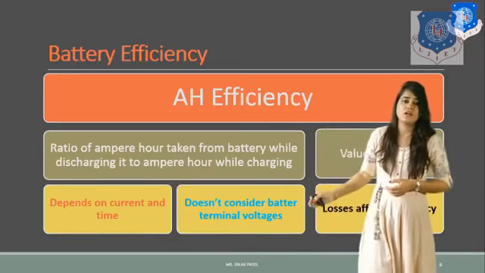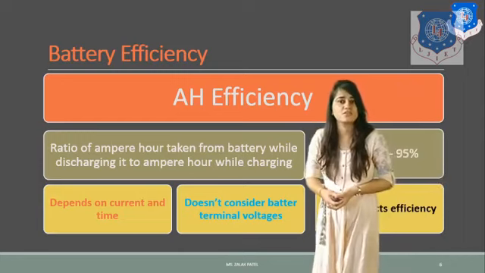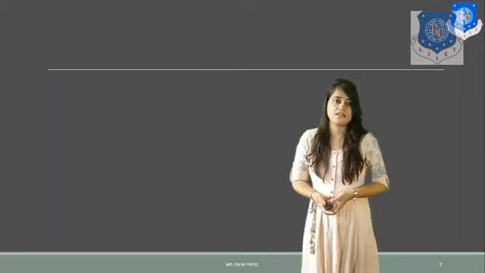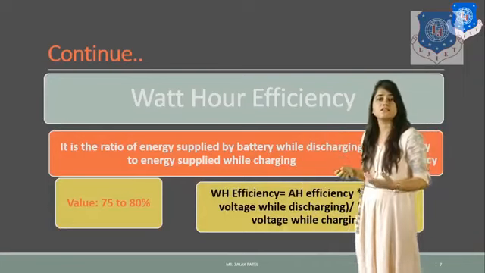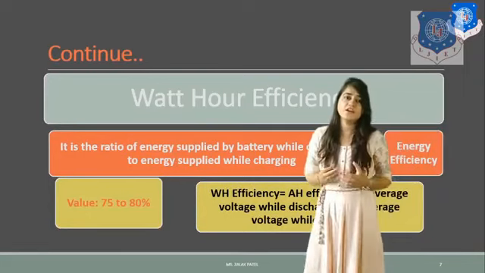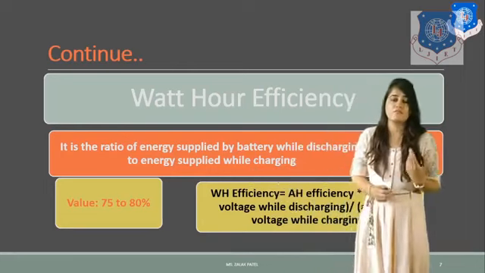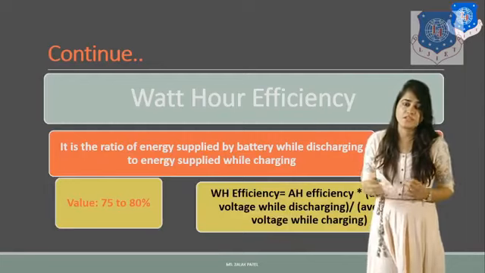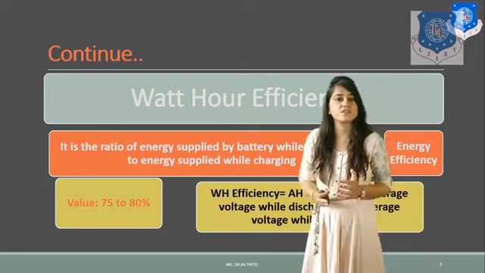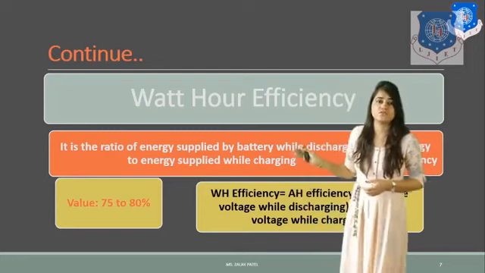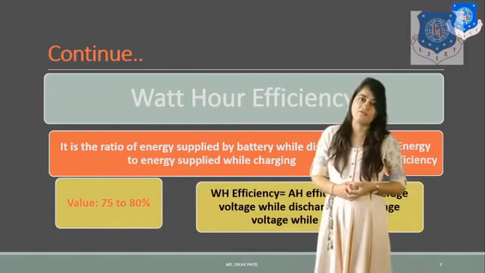It does not consider the battery terminal voltage. So this can be understood by the equation and an example. The next efficiency is watt hour efficiency. Watt hour efficiency is the power efficiency, and its value is 75 to 80%. Compared to ampere hour efficiency, it is lower because it also takes the ampere hour efficiency into consideration.